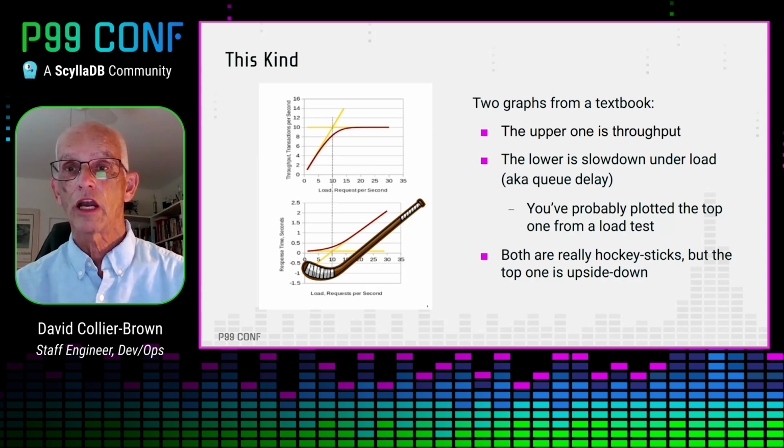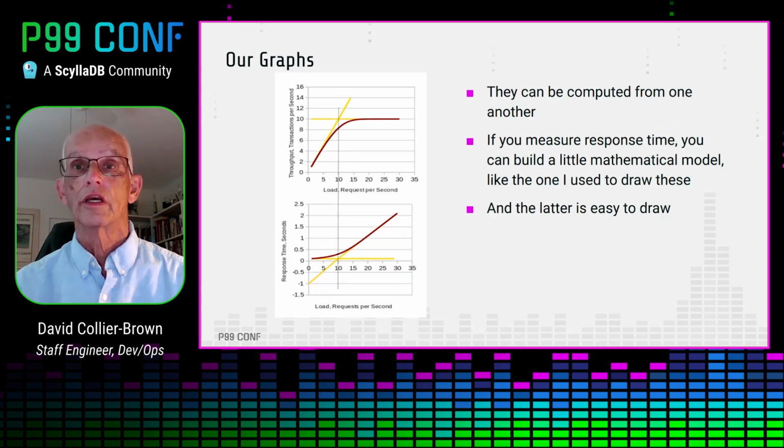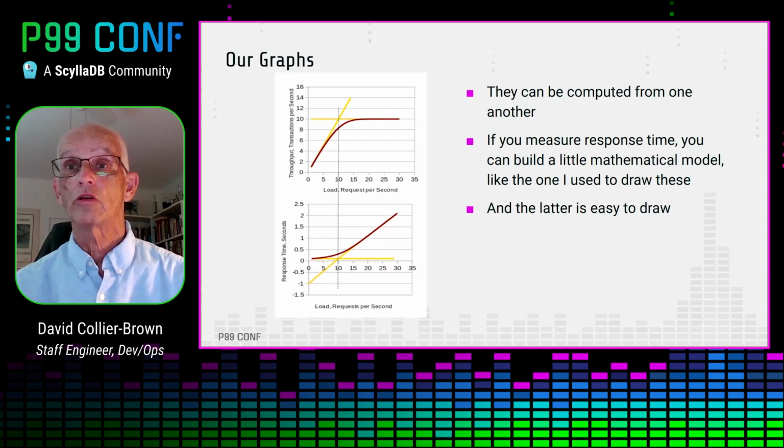The time taken graph is also a measure of queue delay, how much time your program is sitting around waiting for a chance to run on the CPU. It's a pretty clear measure of performance, in terms of how long it takes to get anything done. If you measure response time, you can build a little mathematical model like the one I used to draw these. And this one is easy to draw, a lot less work than doing a load test.